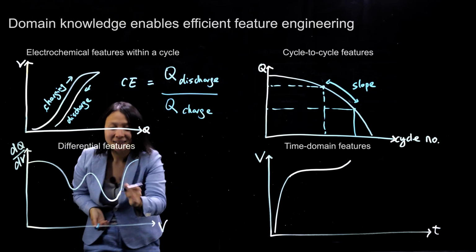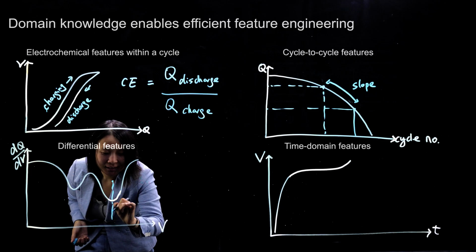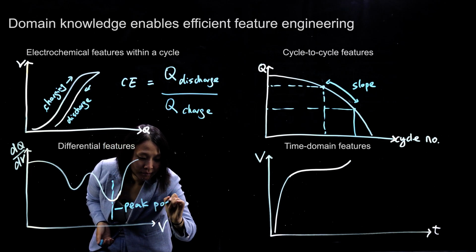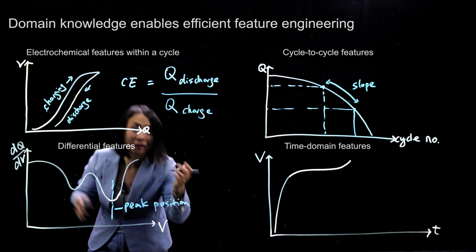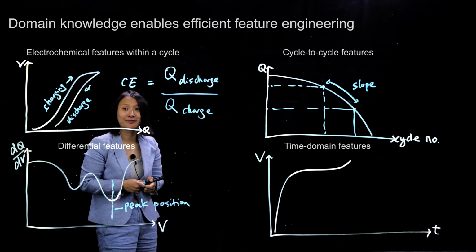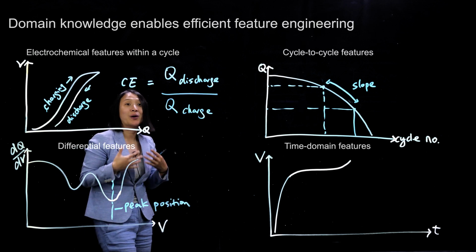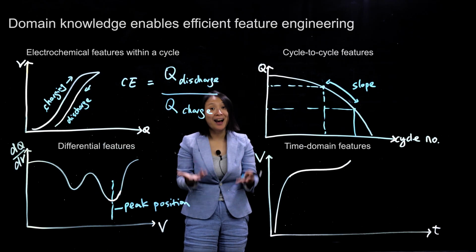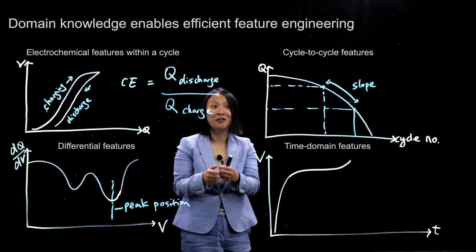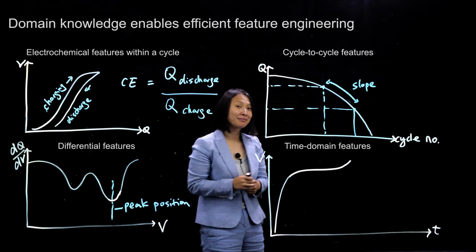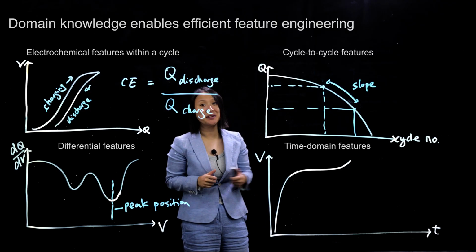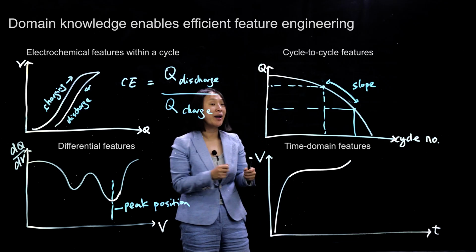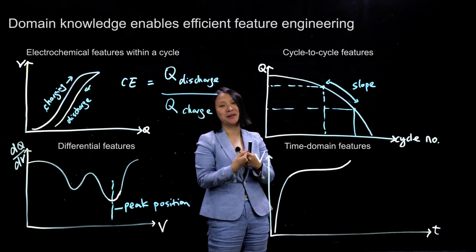With that in mind, we can extract features such as the peak position from this differential curve. And this would help us to have insight into the battery degradation mechanisms behind the observations of the capacity decays. And we are talking about time series data when we are talking about a battery cycling test. And of course, we can also extract time domain features.